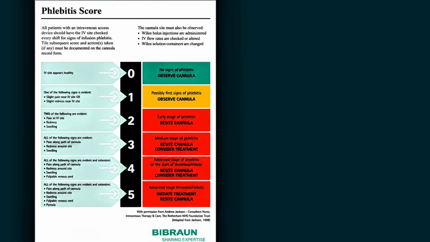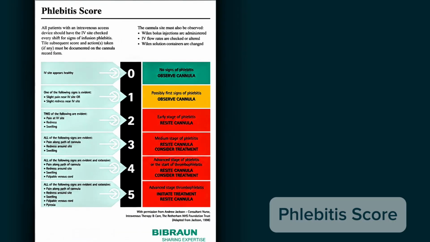Final is the phlebitis or VIP score chart. This is used to assess the condition of a peripheral intravenous cannula site. Before you administer intravenous fluid, you have to find the VIP score. You check for signs such as redness, pain, swelling, or a palpable cord along the vein.